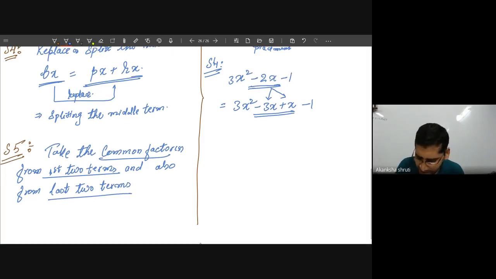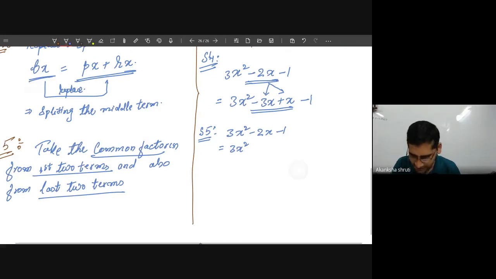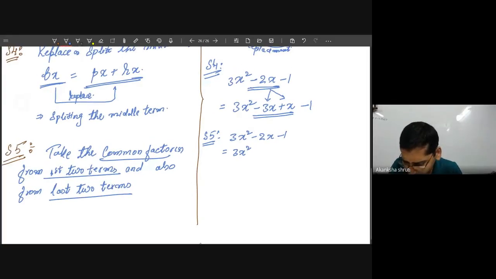Students, understand this. Step number 5 here. Students, in the fourth step, what have we done? We have done up to this much: 3x square minus 2x minus 1. This can be written as 3x square minus 3x plus x minus 1, whatever 1 is there. Now this is the first two terms, this is the last two terms.